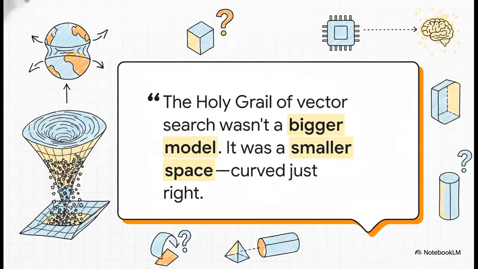So, in the end, the solution to AI's expensive flat Earth problem wasn't more brute force. It wasn't bigger computers. It was just elegance. It was about finding the right home for our data. As this quote says, the holy grail of vector search wasn't a bigger model. It was a smaller space, curved just right. And that really makes you wonder, doesn't it? What other huge problems are we trying to solve with brute force when all we really need is a change in geometry?